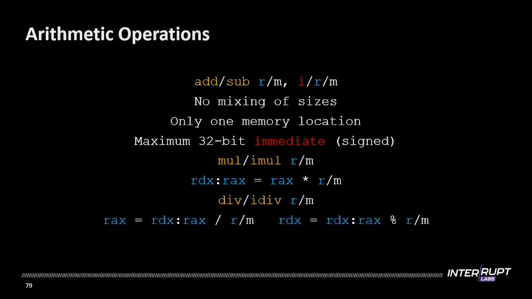Divide is also odd. Again, there are two variants. This time the combined RDX and RAX is the dividend and the operand is the divisor, and the quotient is put into RAX while the remainder is put into RDX. Just a quick note, there are also these very simple inc and dec instructions which just increment or decrement the specified register or memory location by 1.